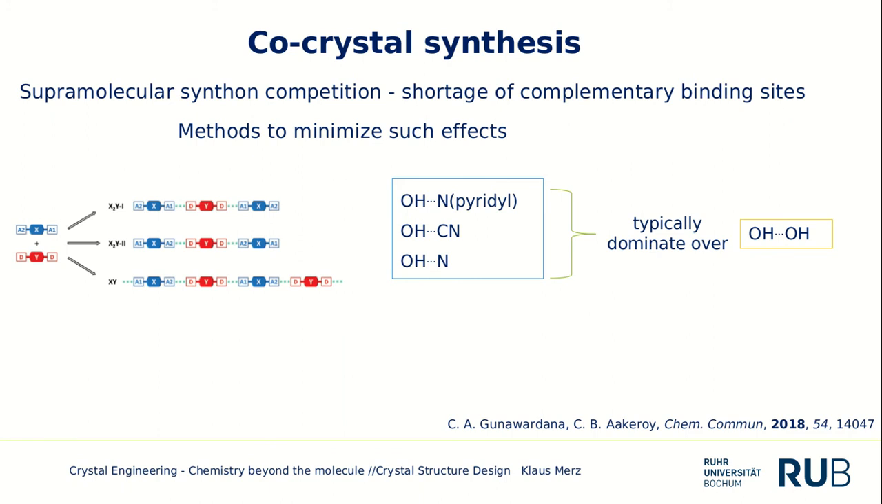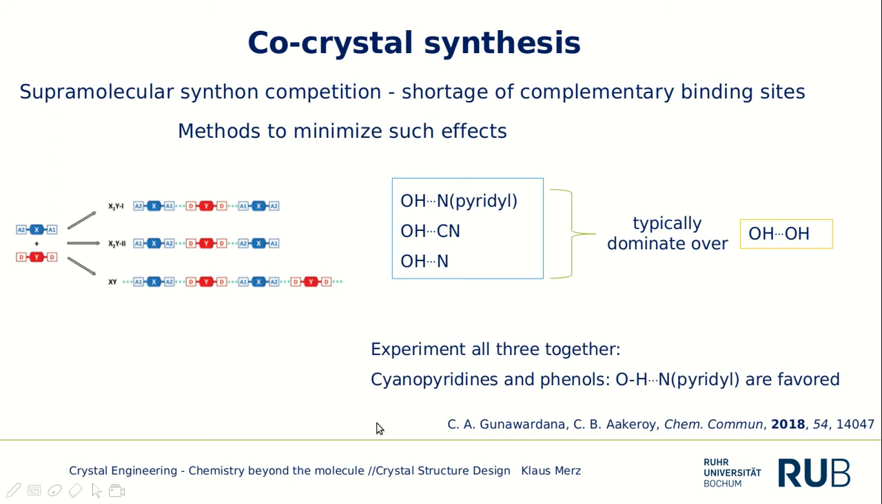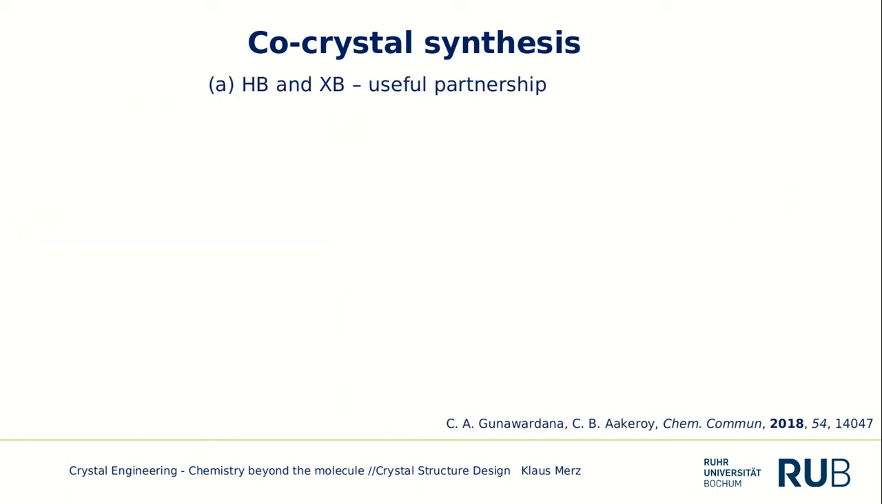For example, I have an experiment with cyanopyridines and phenols. Cyano here, pyridine here, and phenols also. You will see that exactly the first of these synthons, these units, are mostly favored. Good.